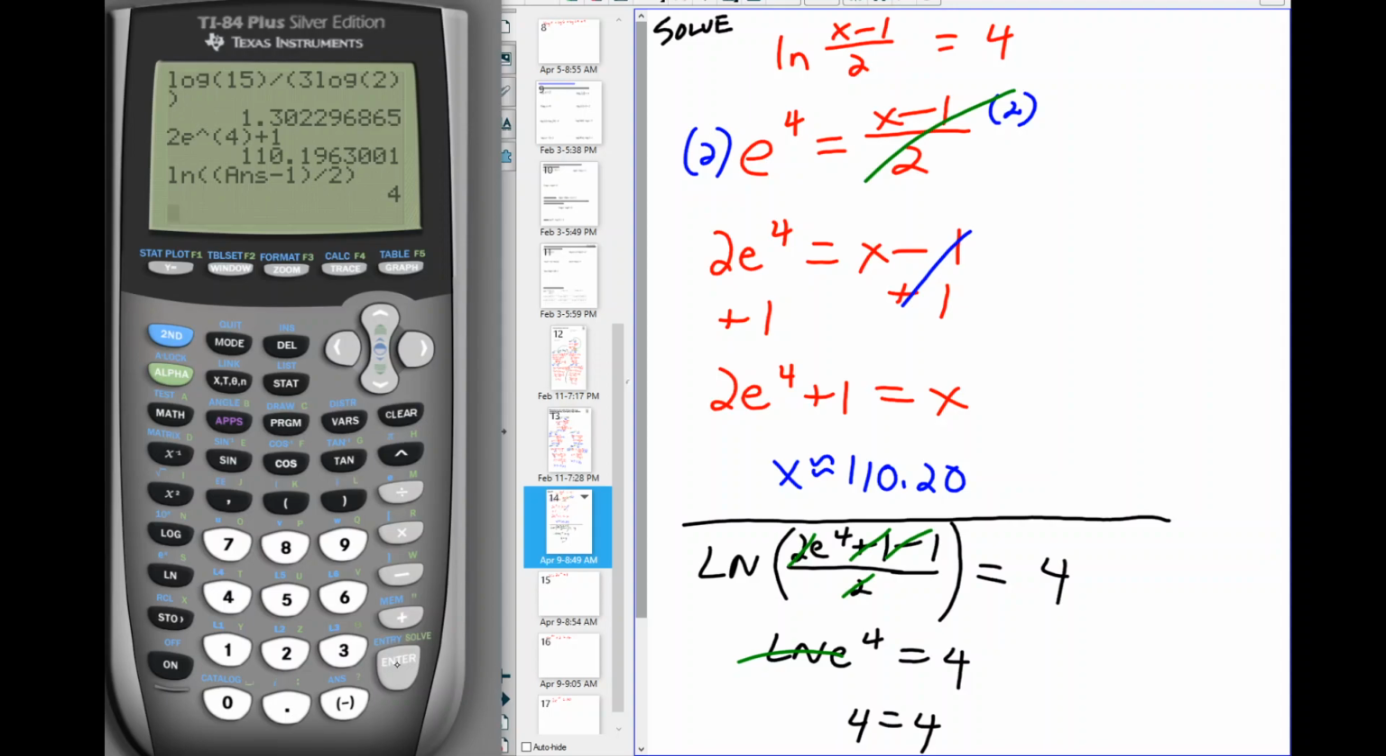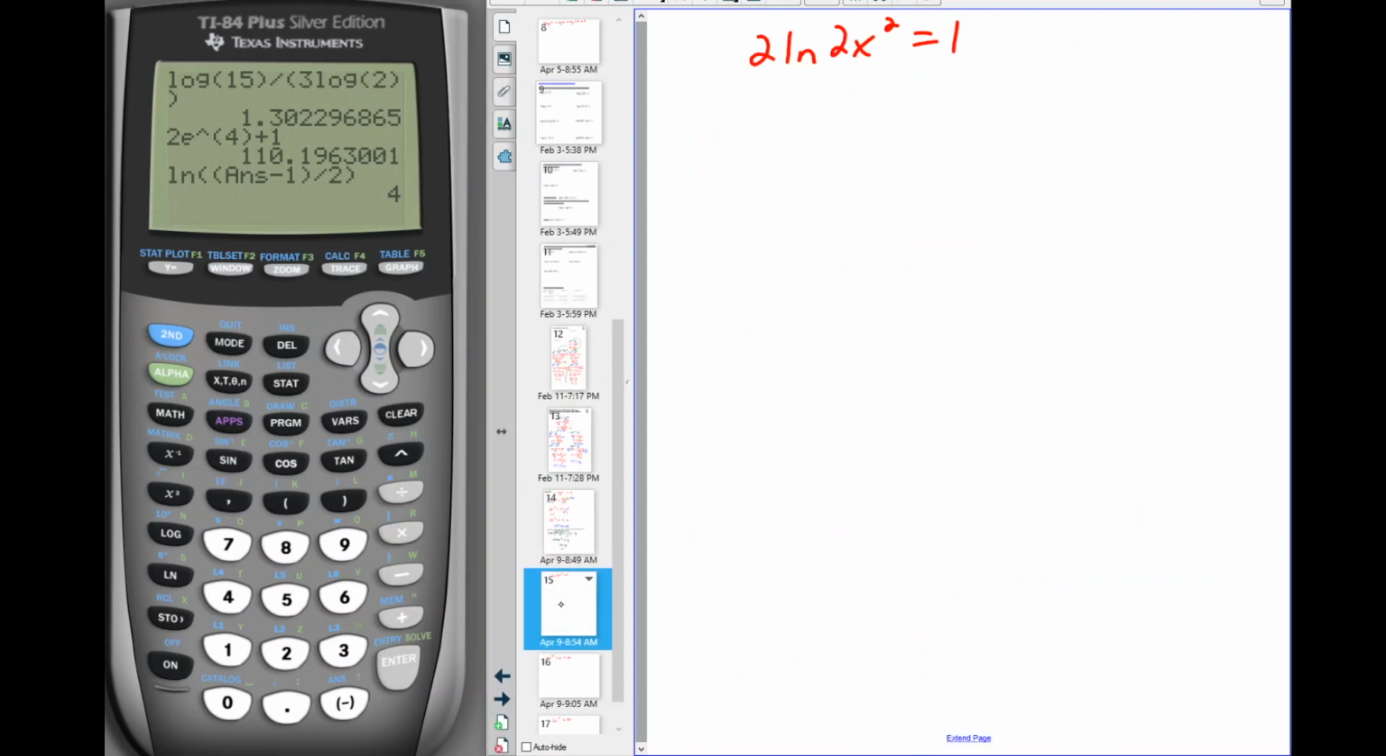No other questions? Any ideas? You could divide by 2.